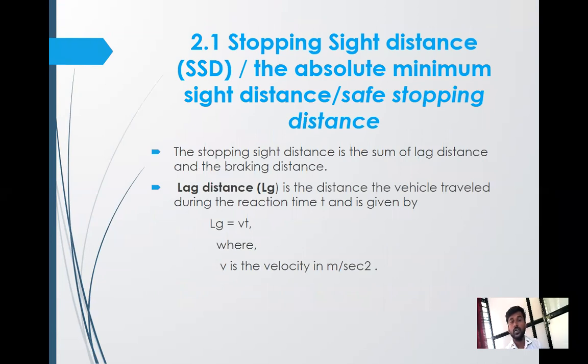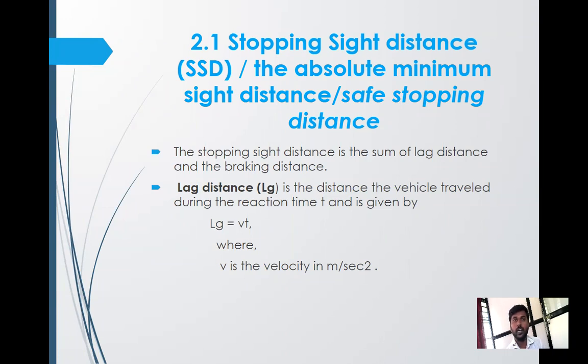First, the lag distance, and this lag distance depends on the reaction time. Reaction time means, while taking the decision what to do, our vehicle travels some distance. That distance traveled by the vehicle when we are taking the decision what to do, whether to apply the brake or to go into another lane, is known as lag distance.